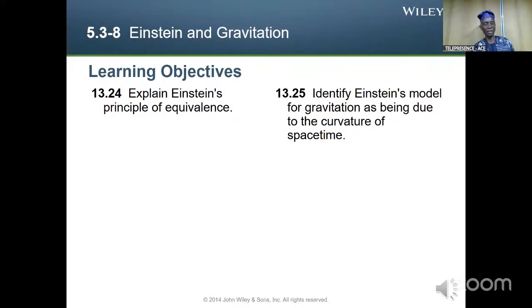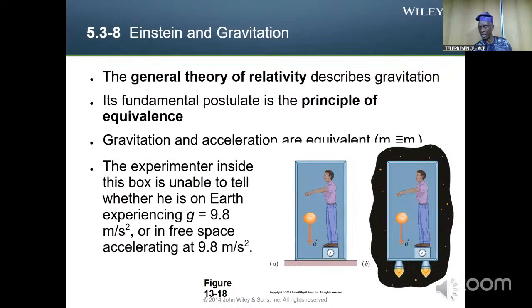The first is Einstein's view. And the long and short of it is what we call the principle of equivalence. Einstein believes, and he shows, that actually gravitation and acceleration are the same thing. So that's called the principle of equivalence.